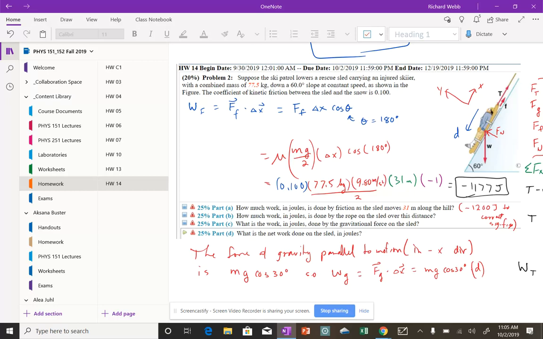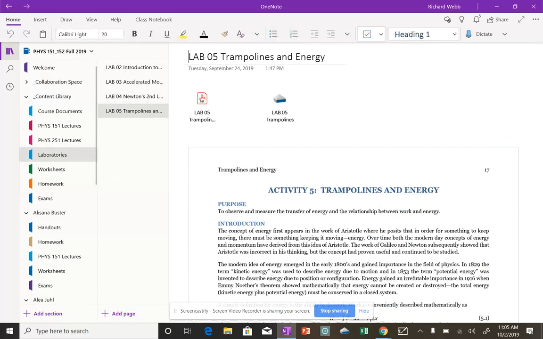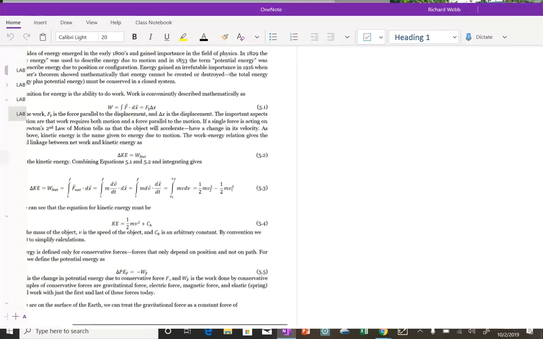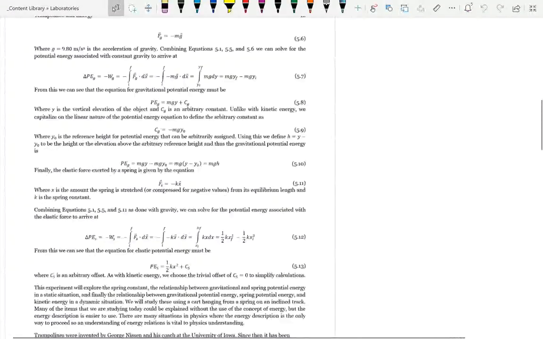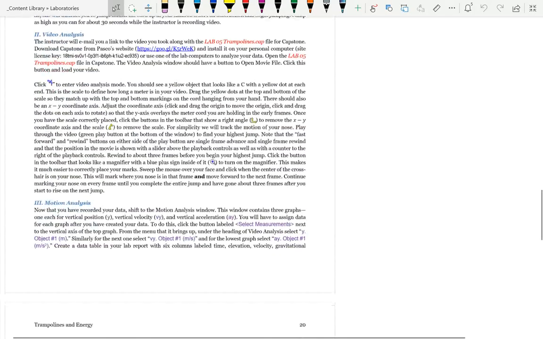All right, let's all run to our laboratory. All the calculus in the lab guide.